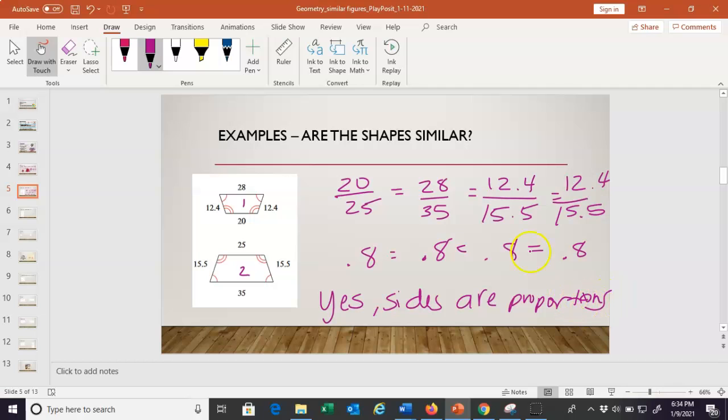And the angles are equal, right? We have these tick marks showing that they're equal to these two. We know that they're not all four going to be equal because of the shape that we have here.